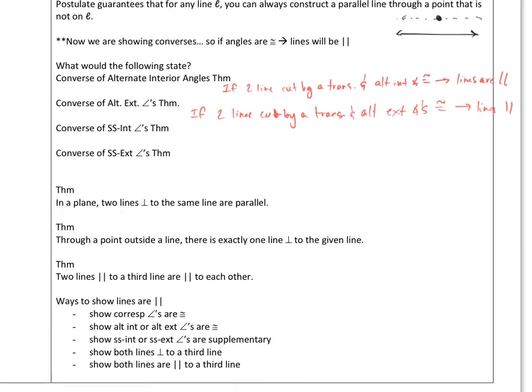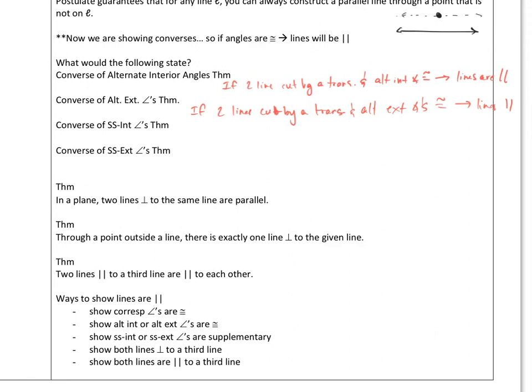All right, let's take a look at the rest of them. Now, you can do these on your own. You may want to pause the video and try to do these. Okay, and then you should have gotten the following. If two lines are cut by a transversal and same side interior angles equal 180, then the lines are parallel. If two lines are cut by a transversal and same side exterior angles equal 180, then the lines are parallel.